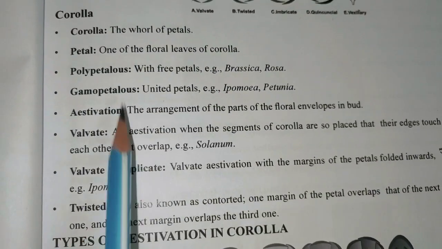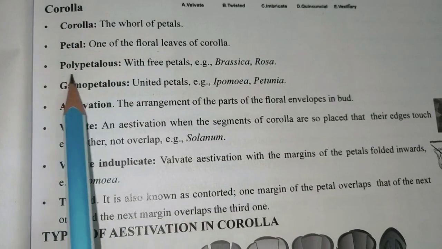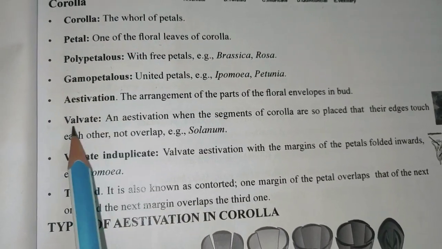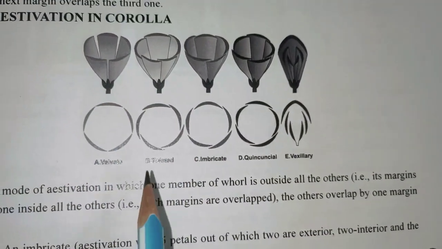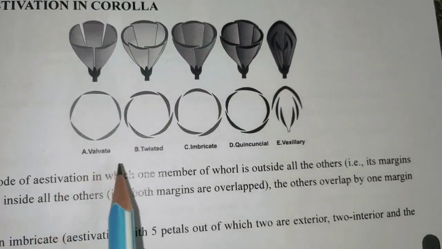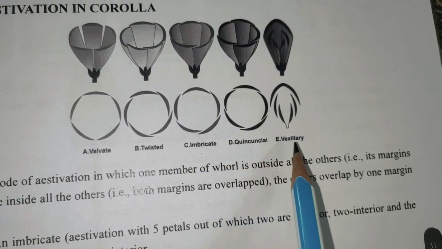Same for corolla. Corolla, petals, polypetalous, gamopetalous, estivation, valvate, induplicate, twisted types of estivation in corolla. Same as calyx: valvate, twisted, imbricate, quincuncial, vexillary.